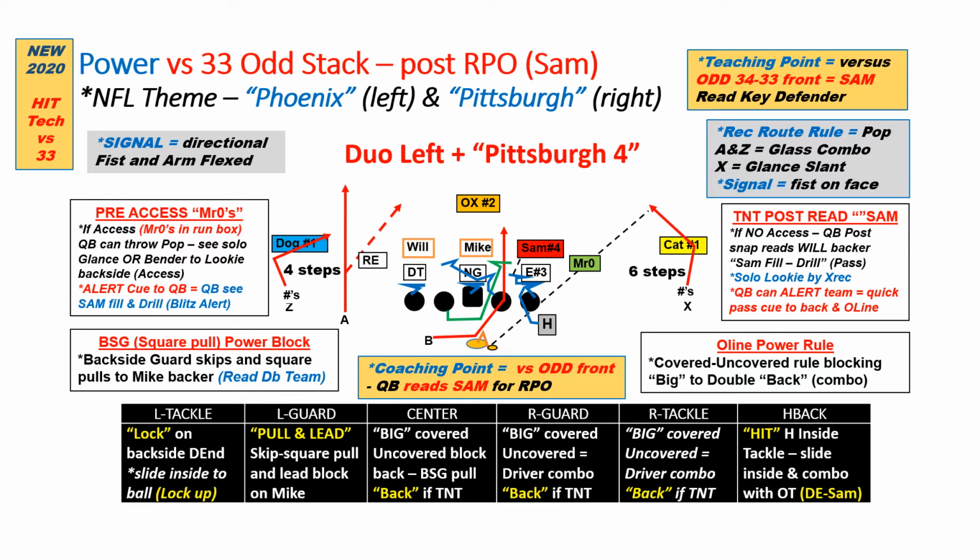Again, the back just hits the A gap following that left guard, doing a square skip pull up to the Mike. Should be nice and clean, everything's square, and he's got a two-way out. Still reading the Sam. If he fills, we can throw that glance route all day to the X receiver.